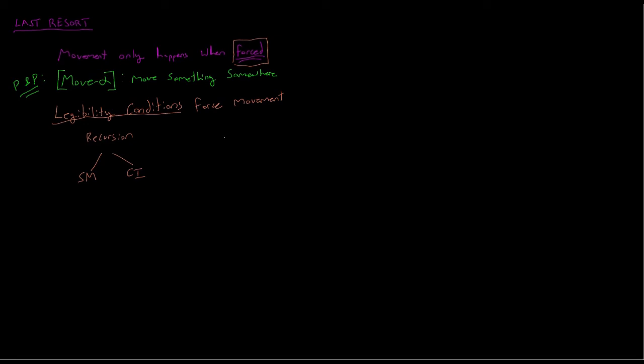So in this video, I want to specify what exactly we mean when we're talking about these legibility conditions. In other words, what is the formal implementation of these legibility conditions? And so to understand that, let's consider WH movement.